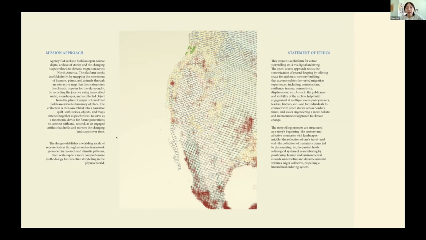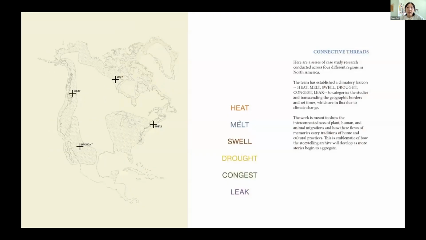encourage policymakers and also educators to be more proactive with realizing that these environmental stories are not just data points, but also related to personal stories and archives. So we developed a few keywords to talk about the natural disasters: heat, melt, swell, drought, congest, and leak.